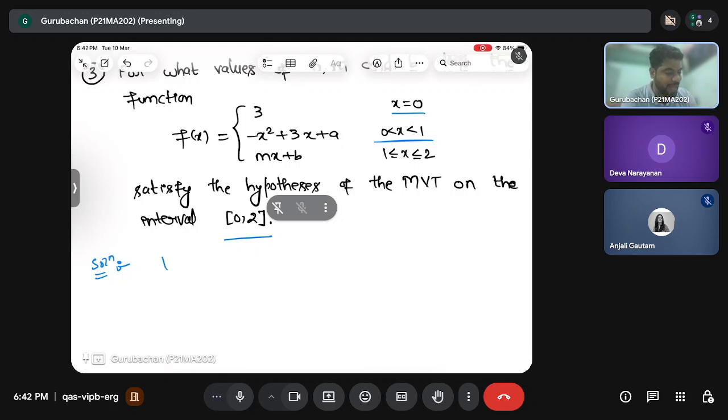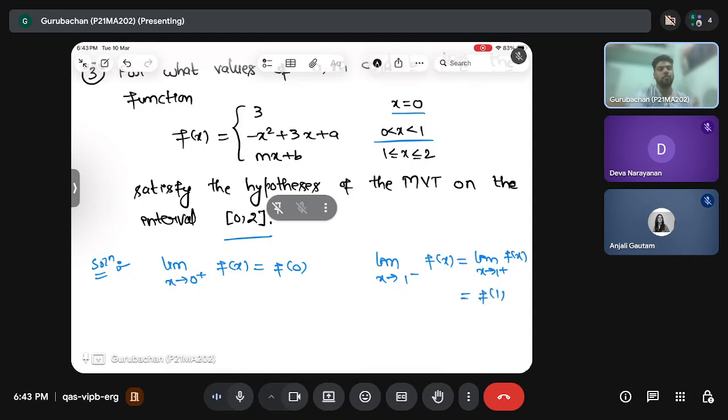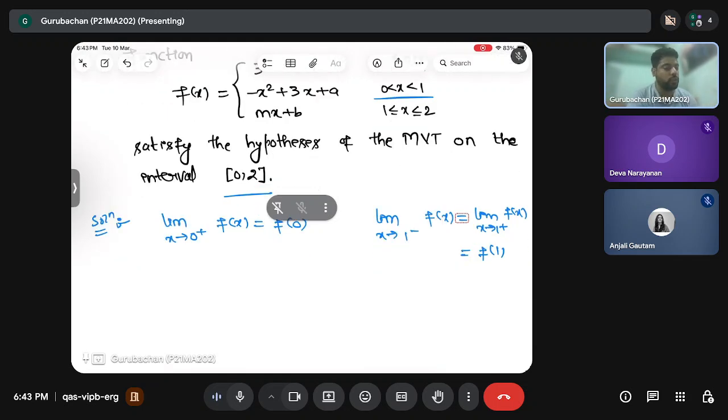So what will happen at x equal to 0? To maintain continuity, limit x tends to 0 plus f x must be equal to f of 0. And second, limit x tends to 1 minus f of x must be equal to limit x tends to 1 plus f of x, which must be equal to f of 1. These things we want to make sure, to guarantee the continuity of f x on the whole interval 0 to 2.